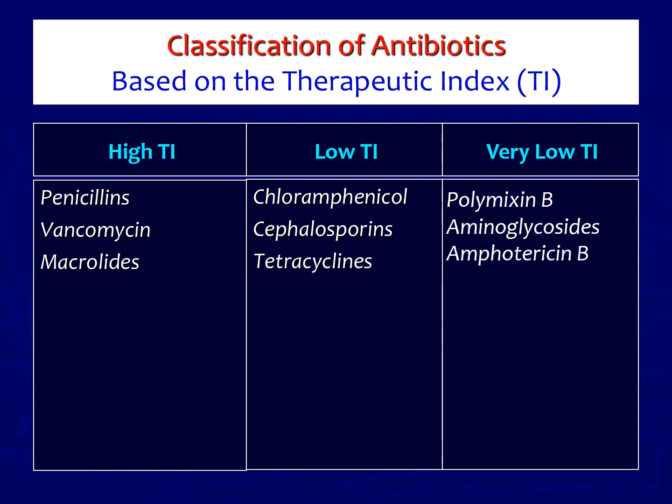Penicillin, vancomycin, macrolides, etc. With the low therapeutic index: chloramphenicol, cephalosporin, tetracycline. And very low may be polymyxins, aminoglycosides, and amphotericin B, etc.